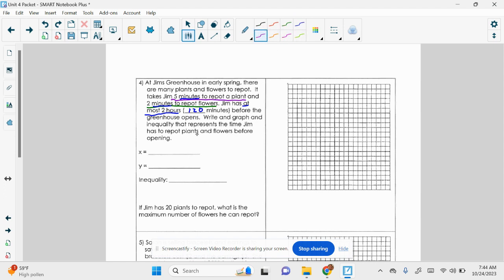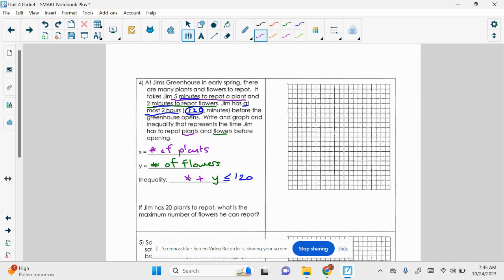All right. So look at this again. Plants and flowers. Notice in the question, they will tell you what the 2 variables we're going to be working with. So here we go. Ready? First off, x is going to be the number of plants, and y is going to be the number of flowers. And this is what we're repotting. Now, it's not just 1 and 1. We have a time restriction. So here's the deal. If we're dealing with plants plus flowers, and then we have to deal with at most 120 minutes, this has to be less than or equal to 120.